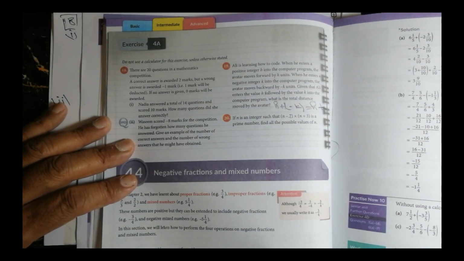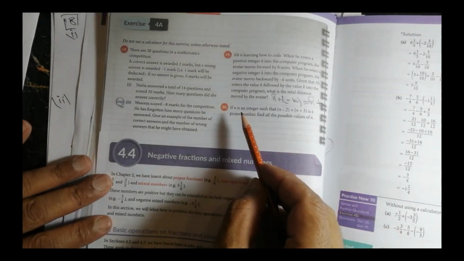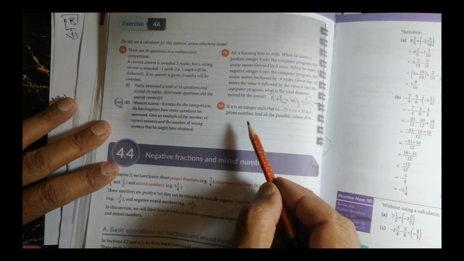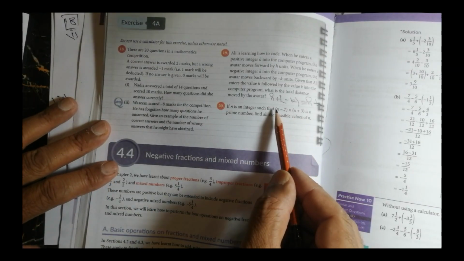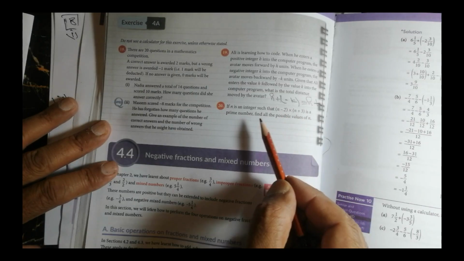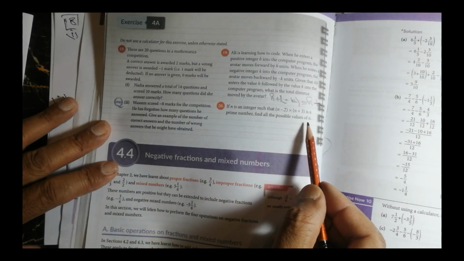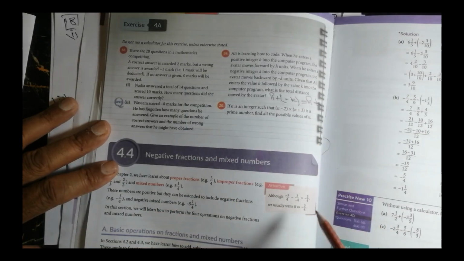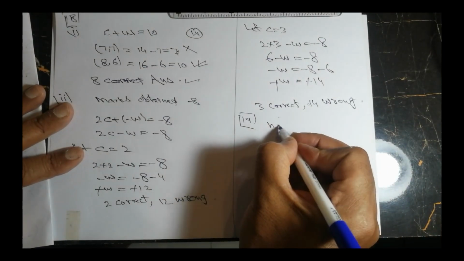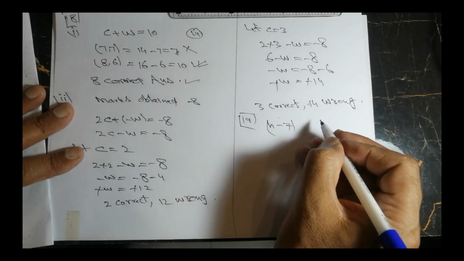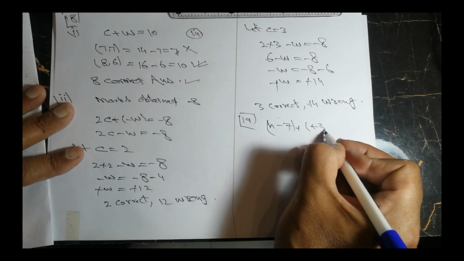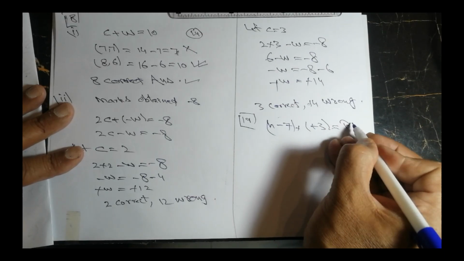Now question number 20. Question number 20 is: if n is an integer such that n minus 7 into n plus 3 is a prime number, you can suppose these are two numbers whose product is a prime number. Find all the possible values of n. The product of n minus 7 multiplied by n plus 3 is equal to a prime number.